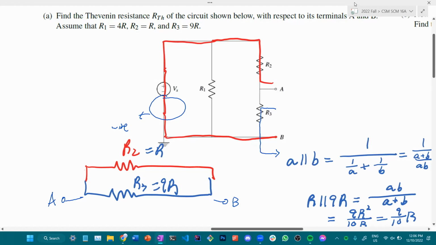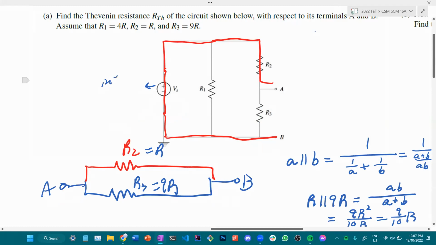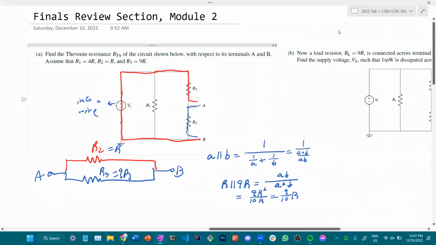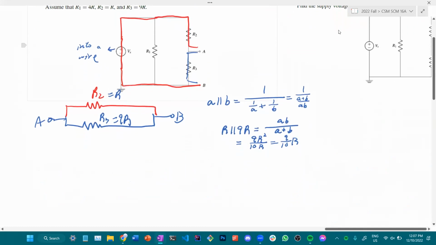Okay, so this is how we can find the Thevenin circuit. And let me just erase the annotations from here because Zoom is not reliable. Okay, any clarifications? If not, we'll move on to the second part. All right, so that was the first part of this problem, which is to figure out the Thevenin resistance.